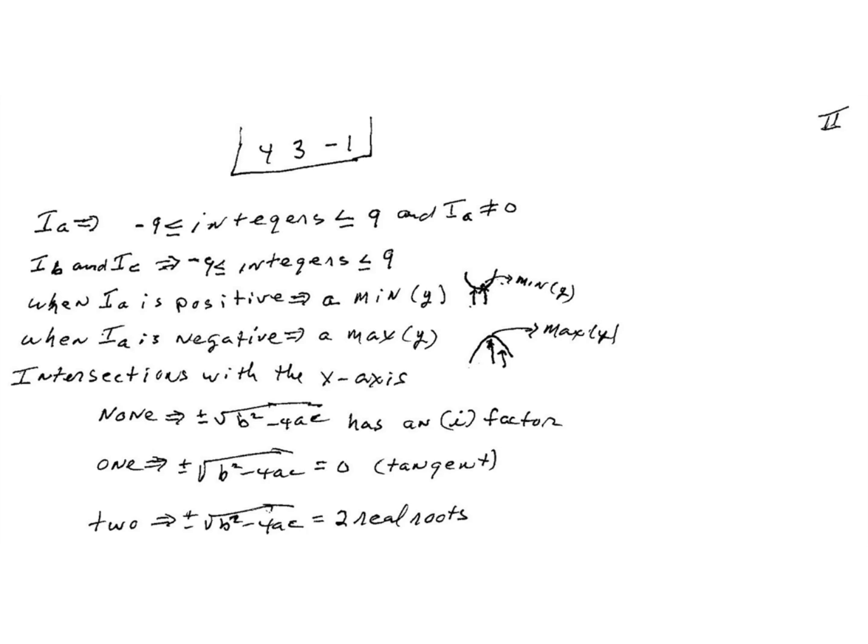The intersection of the x-axis. You have no intersections when the square root of b squared minus 4ac has an I factor. We have one tangency, one intersection, when the square root of b squared minus 4ac is 0. And we have two intersections when that square root has two real roots.